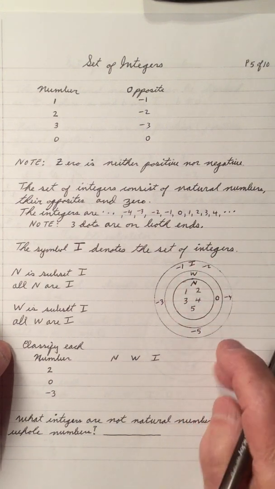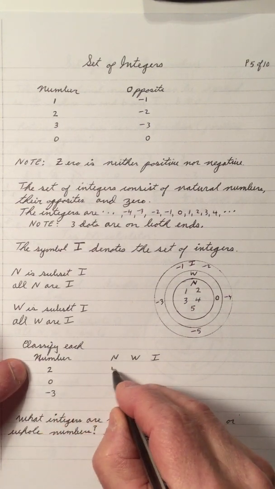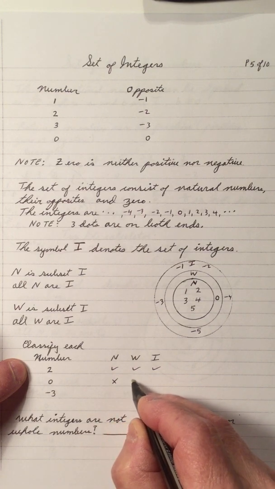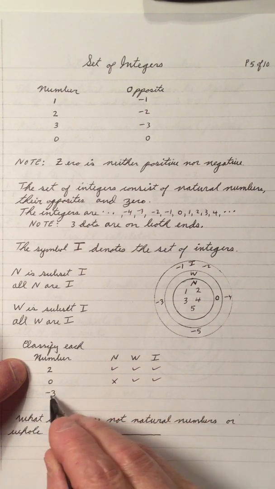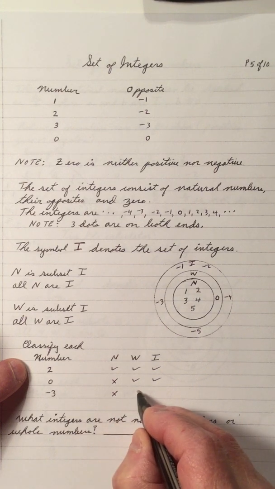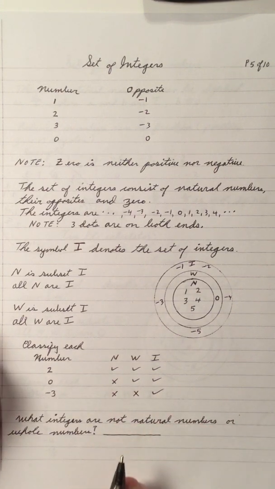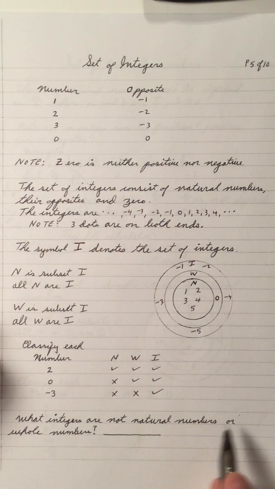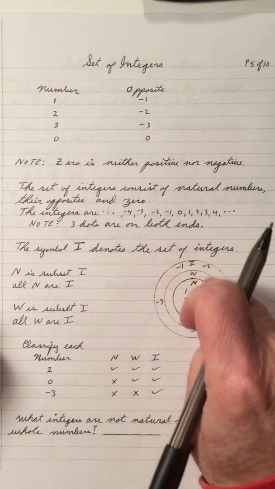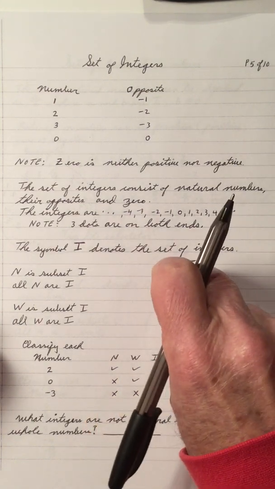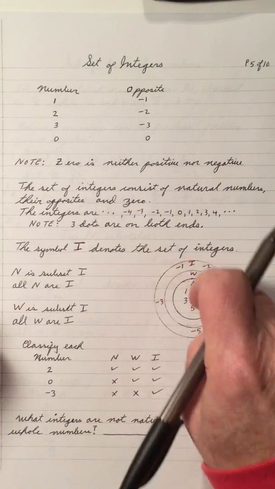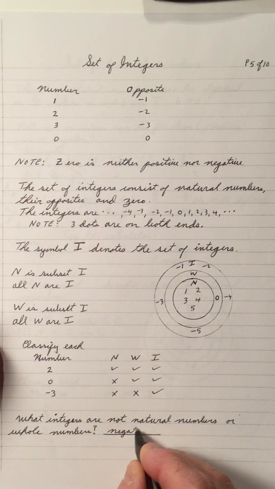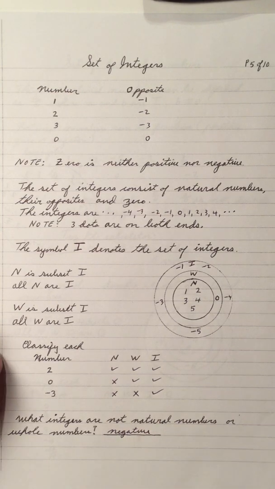All whole numbers are also integers. Let's classify some numbers. 2 is natural, whole, and an integer. 0 is not natural, but it's a whole number and it's an integer. -3 is not natural, is not a whole number, but is an integer. What integers are not natural numbers or whole numbers? So if we look over here, what integers are not inside with the naturals and the whole? And you can see they are the negative numbers. The negative integers are not natural or whole.